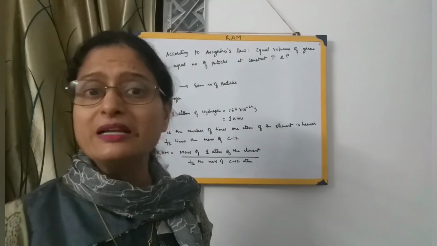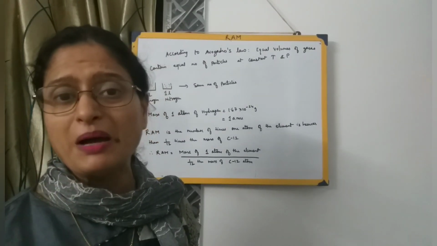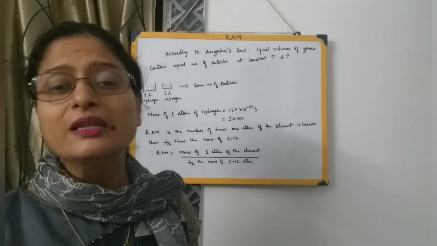Whereas other atoms, their masses are more. Like for chlorine, the mass is 35.5. Then the mass of oxygen was 24.56 grams. That time it was found out. So things were becoming very difficult.